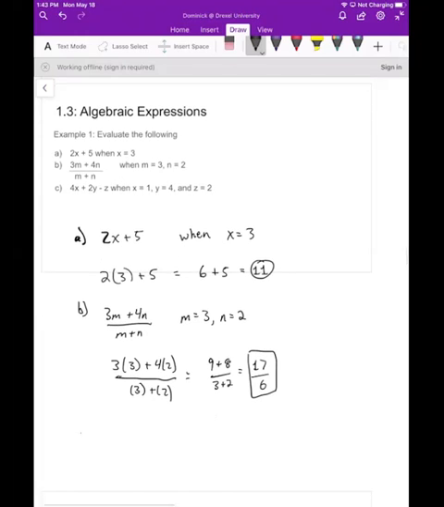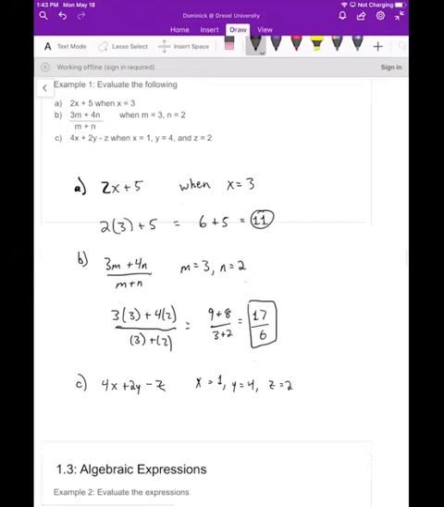And then for part C, we have 4x plus 2y minus z. And we want to find out what this is when x is 1, y is 4, and z is 2. So if we plug this in, we get 4 times 1 plus 2 times 4 minus 2. So we'll apply our PEMDAS, and we get 4 plus 8 minus 2. So we get 12 minus 2, so that's going to be 10.